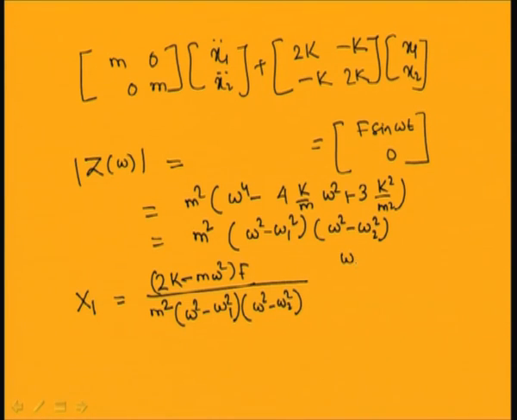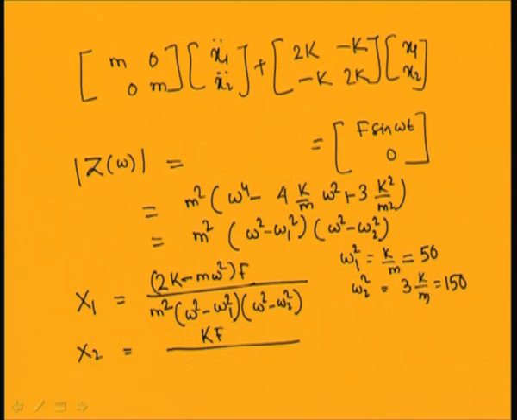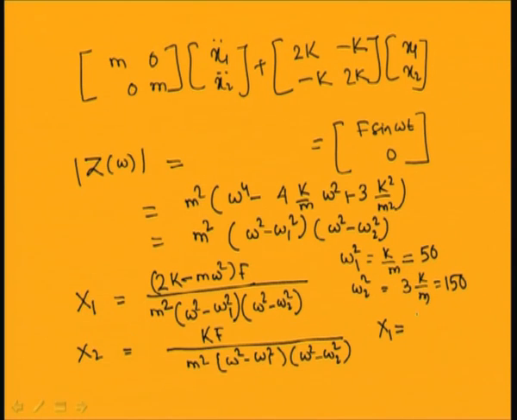Here omega 1 square equals k by m and omega 2 square equals 3k by m. Substituting the values, you can find omega 1 square equal to 50 and omega 2 square equal to 150. Similarly, X2 can be written as kf by m square into (omega square minus omega 1 square) into (omega square minus omega 2 square). Now one can substitute the values of omega 1 square equal to 50 and omega 2 square equal to 150. If one wants to find the values at omega equal to 2, we obtain X1 equal to 0.035 meter and X2 equal to 0.0186 meter.